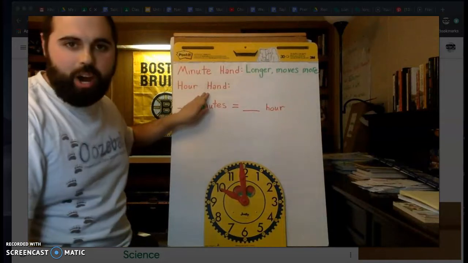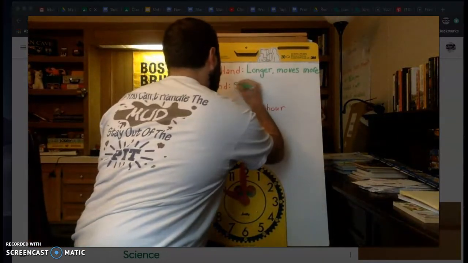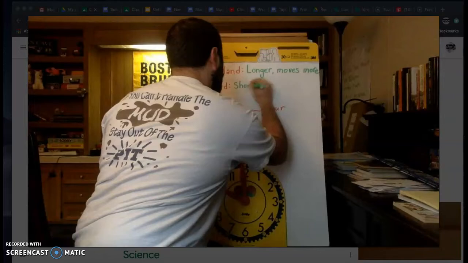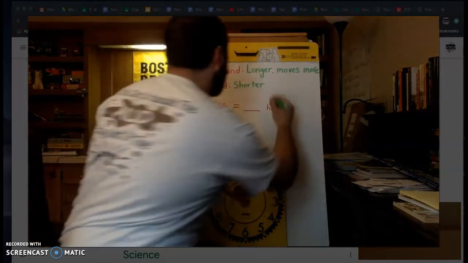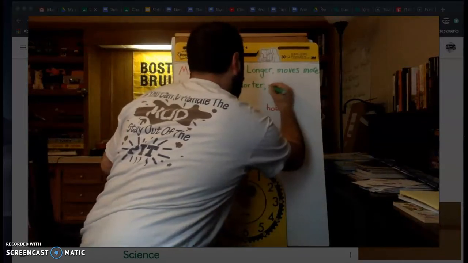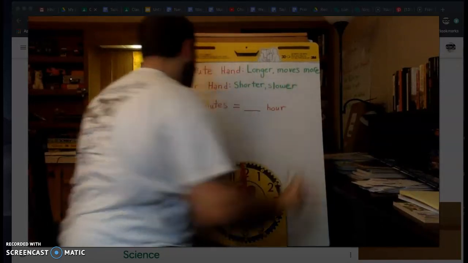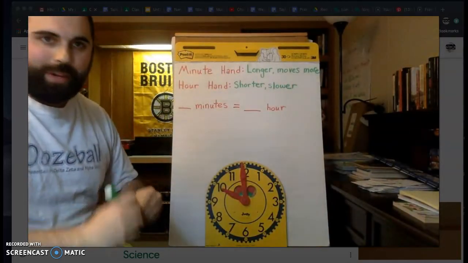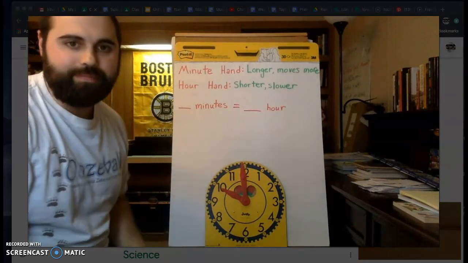And we can kind of say the opposite about the hour hand, right? It's shorter. Shorter, and it's definitely slower. And lastly, this is the big one. Blank minutes equals blank hour.